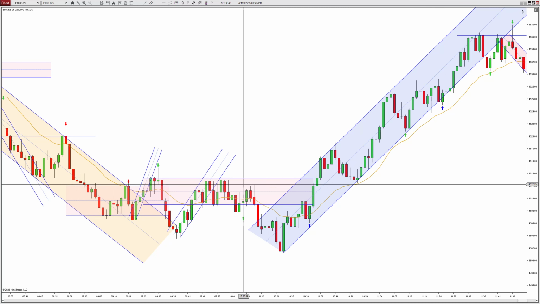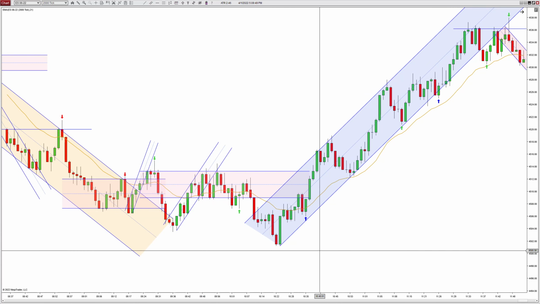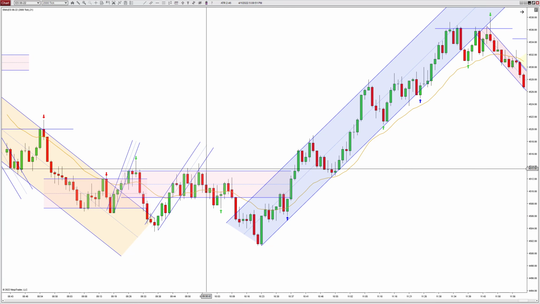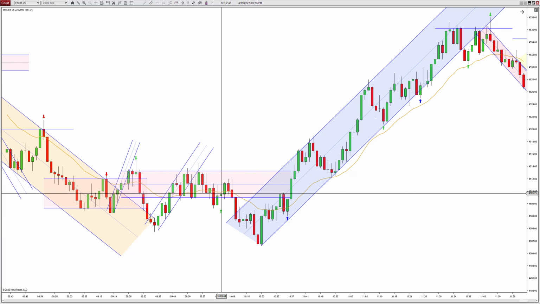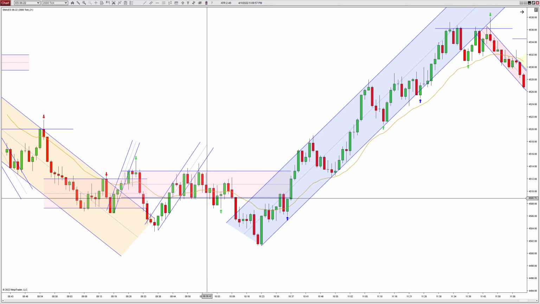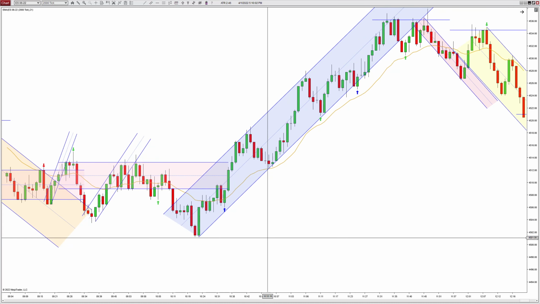That's a decent setup there. I wouldn't have it blue because we're not sure if we're going to continue on down, but it's a second entry. Notice this new high, first entry, and then second entry there. So it's a second entry, a strong support with room to the highs, and it's an easy scalp.